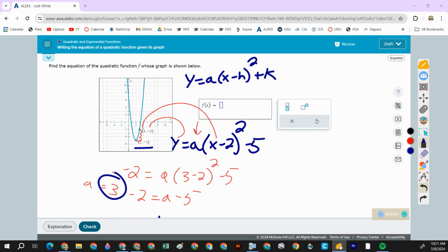Now I can put this into that equation to finish it out. Y equals 3 times x minus 2 squared minus 5. And that's it. All right, get to work.